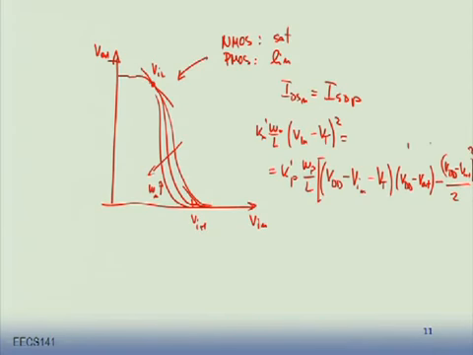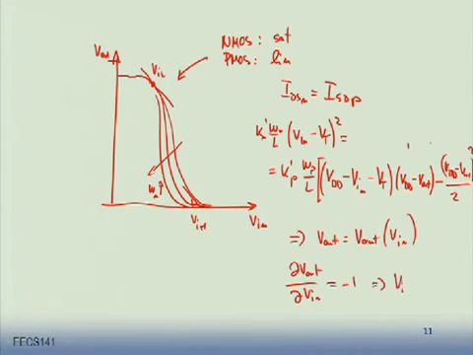And then what I need to do from here is solve this to find what is V out as a function of V in, and then find what is dV out over dV in, and make it equal to -1. That's going to give me V in, VIL.